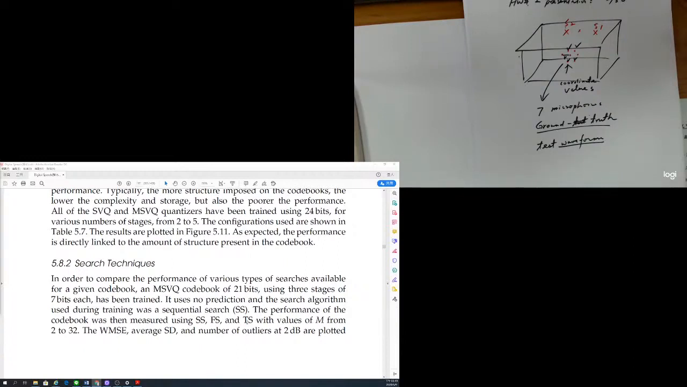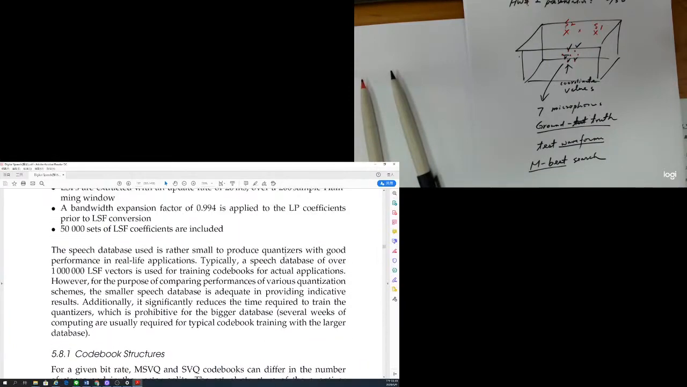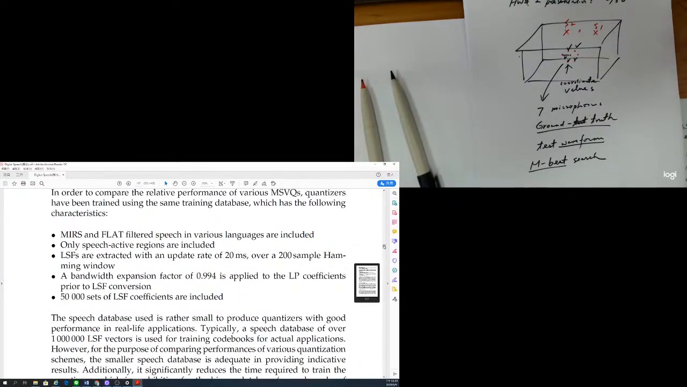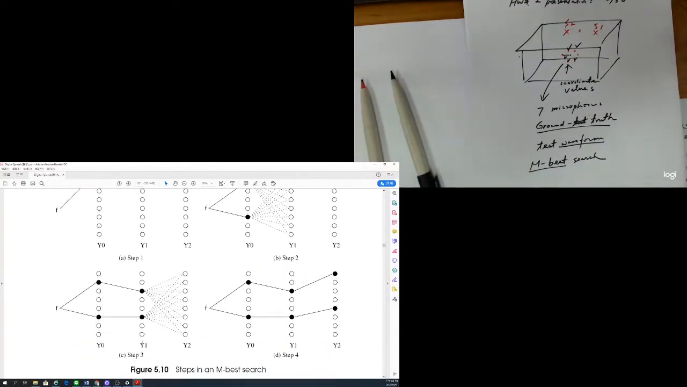Another one, tree search, we call the M-best. Try to remember last week when we talked about the M-best search for multiple stage vector quantization. Because we have a multiple stage codebook structure, for each stage maybe you just pick out one best match, and then the second stage picks out one. So this one is sequential.